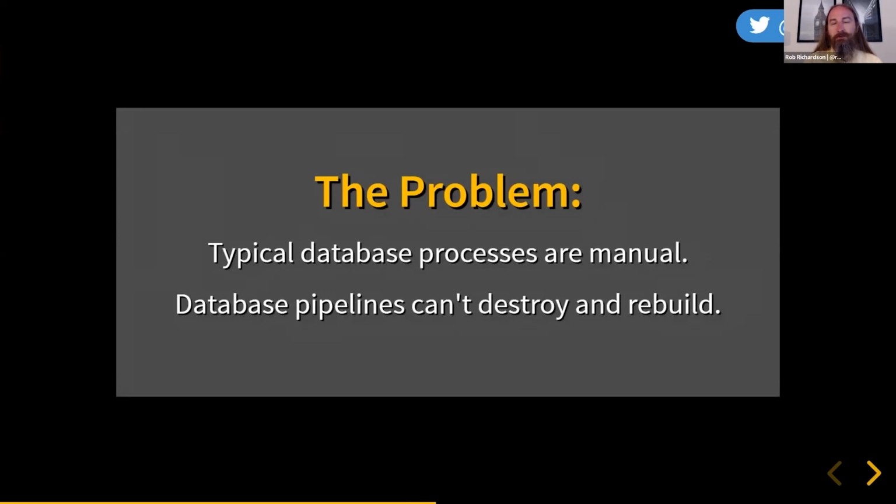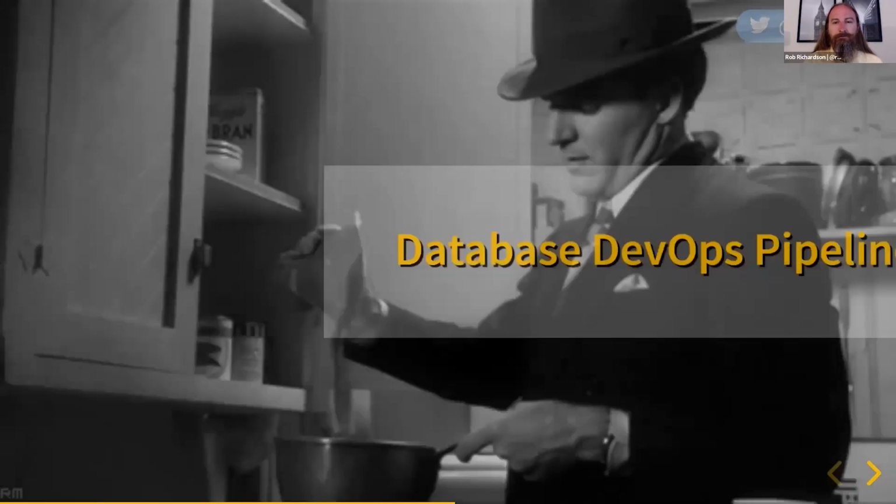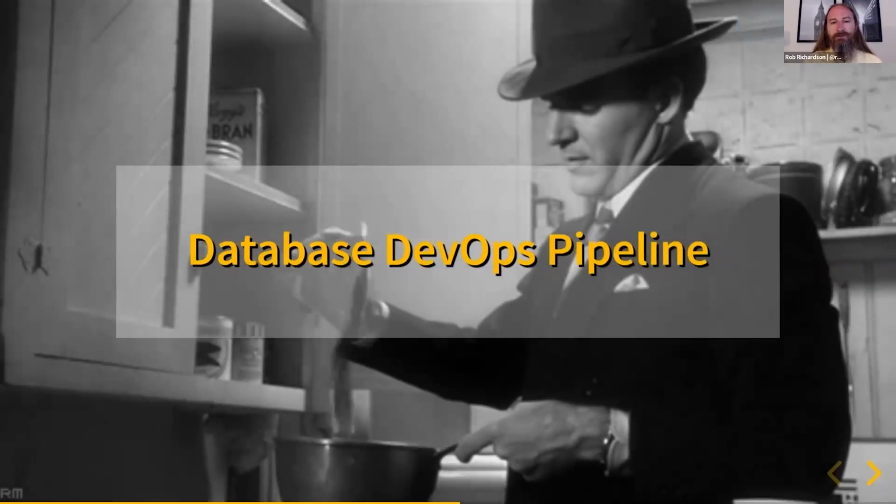The typical database process is manual. The database pipelines can't destroy and rebuild. So we need to think differently. Well, kind of. A lot of the steps that we'll do in a database DevOps process are similar. We'll just need to tweak them to fit this stateful process. So let's build a database DevOps pipeline.